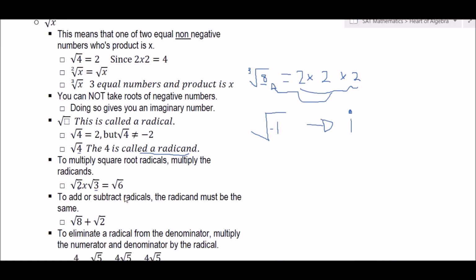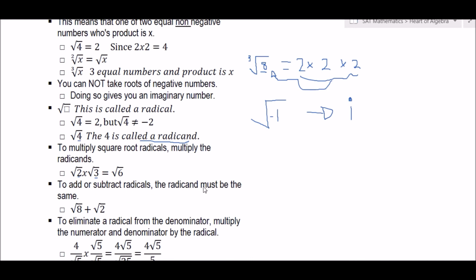To add or subtract radicals, the radicand must be the same. So let's make the radicands the same. So we know that 4 times 2 is 8. Let's extend that a bit. Plus the square root of 2. And we know that 2 times 2 is 4, so we can bring out this 4. So 2 times 2 is 4, and that's why I brought that out. Plus the square root of 2.